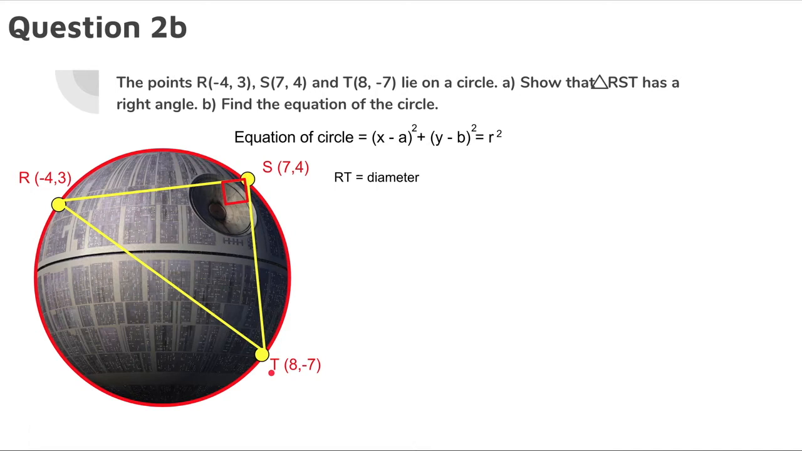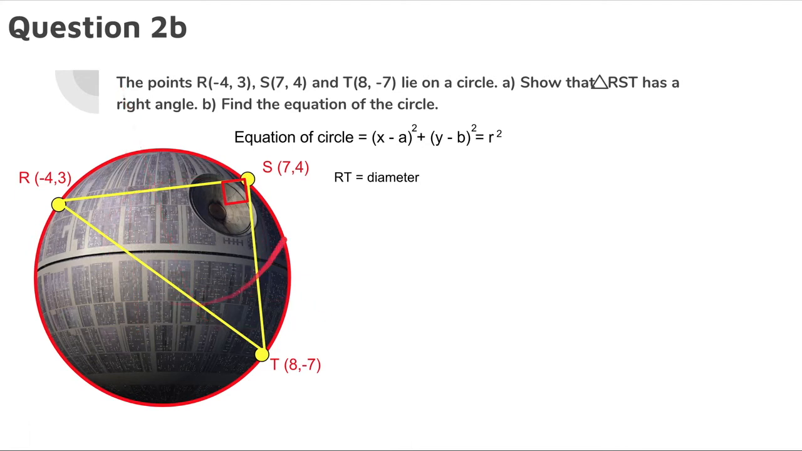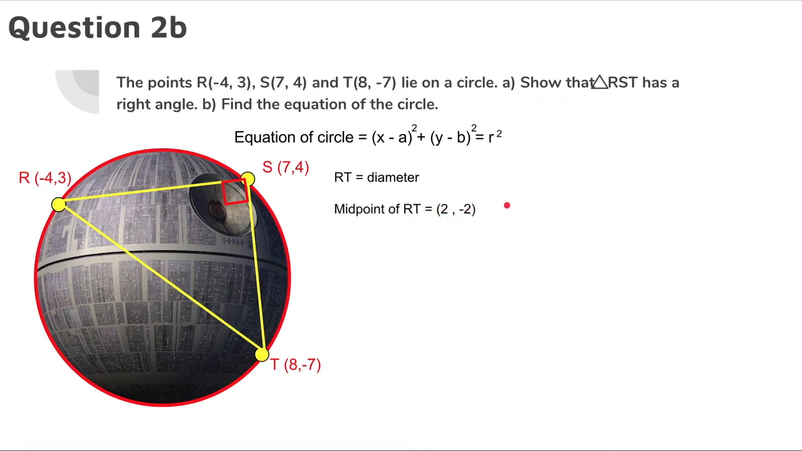Easy. We don't have to find the perpendicular bisector of two chords. That's going to take way too long. If we know there's a right angle, we know it's in a semicircle, then we know that therefore RT is the diameter. So from that, we just find the midpoint, which is 2, -2, and therefore the coordinates of the center are 2, -2. We know what a is, we know what b is.